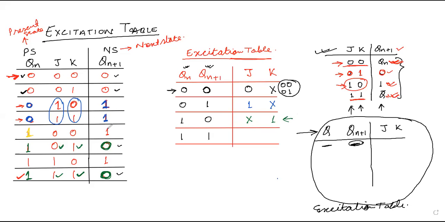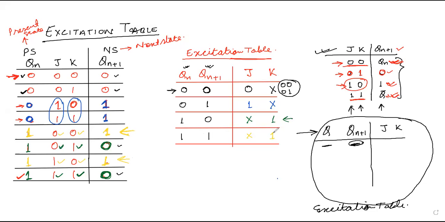Yes, sir. Present state 1, next state also 1. Means here in this case, present state 1 and next state will also be equal to 1. So what should be the combination of J and K? In this case, we can see that K value is 0, but J value may be 0 or 1.